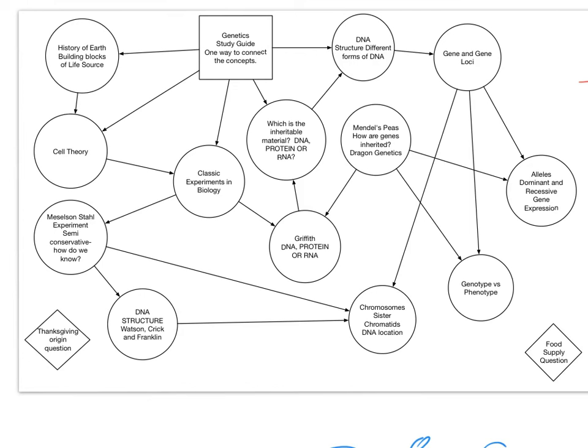What on this study guide, what's that going to help you, mitosis and meiosis? Chromosomes, sister chromatids, DNA location, alleles, dominant, recessive, gene expression, Mendel's peas, which is dragon genetics. We haven't covered Mendel's peas yet, but dragon cell theory to some extent, yes. Right? So really this experiment, you need to know these topics to understand mitosis and meiosis, so this is going to help you today.